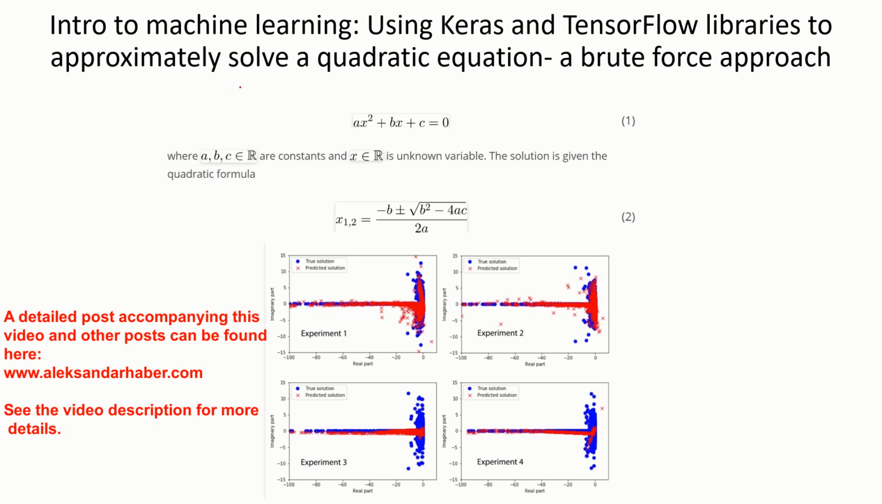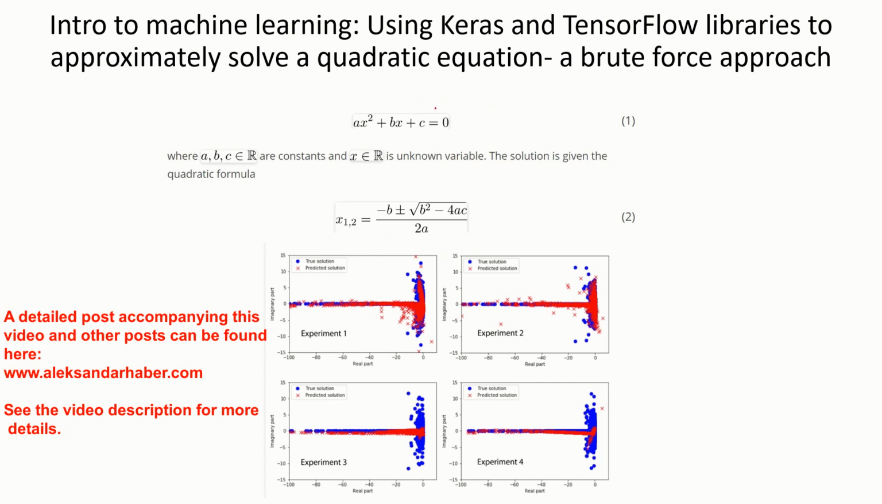In this video, I will demonstrate how to use Keras and TensorFlow machine learning libraries to approximately solve a quadratic equation. So, here is a general form of a quadratic equation. A, B, and C are the known coefficients, and X is the unknown variable. And the solution is given by the famous quadratic formula.